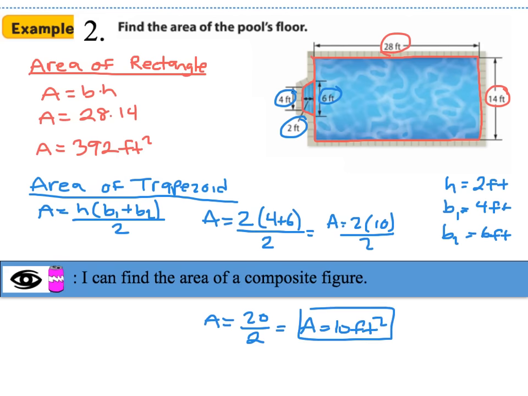What I have to do now is add the trapezoid and the rectangle together. So 392 plus 10 would give me 402 feet squared. So that would be the area of the entire swimming pool's floor.